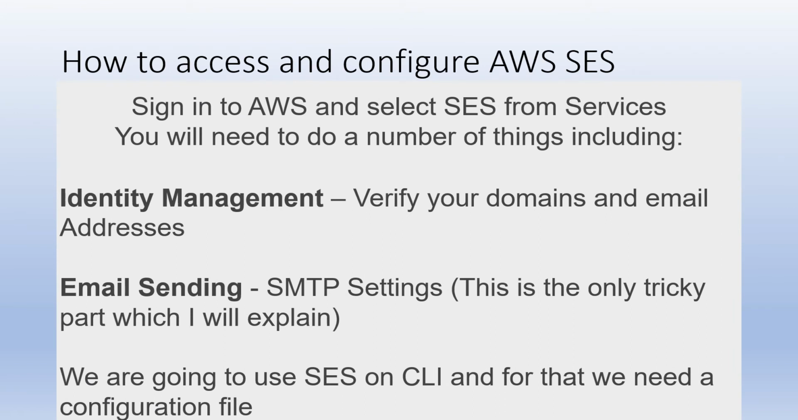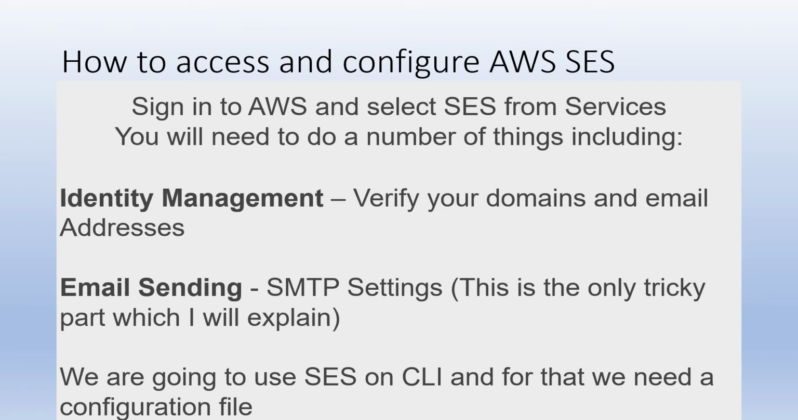Okay, to access and configure AWS SES, you sign into AWS and select services as you usually do. The documentation is quite good, and there are a number of things you have to do, which first of all, identity management, which is verify your domains, which basically means going back to the DNS records of your domains and making some entries. Then email addresses is straightforward. You then have to set up your SMTP settings, and that's a bit tricky, and I'm going to explain that soon.